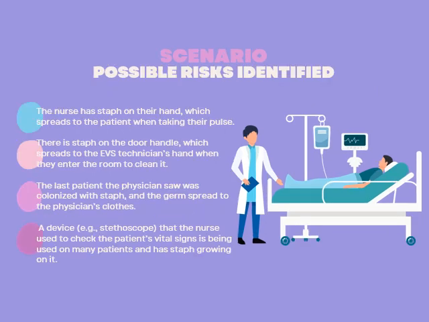A few risks for germ spread based on reservoirs and pathways in this scenario could be that the nurse has staph on their hand, which spreads to the patient when taking their pulse, or that there is staph on the door handle, which spreads to the EVS technician's hand when they enter the room to clean it. It's possible that the last patient the physician saw was colonized with staph and that germs spread to the physician's clothes. Or a device like a stethoscope that the nurse used to check the patient's vital signs is being used on many patients and has staph growing on it.